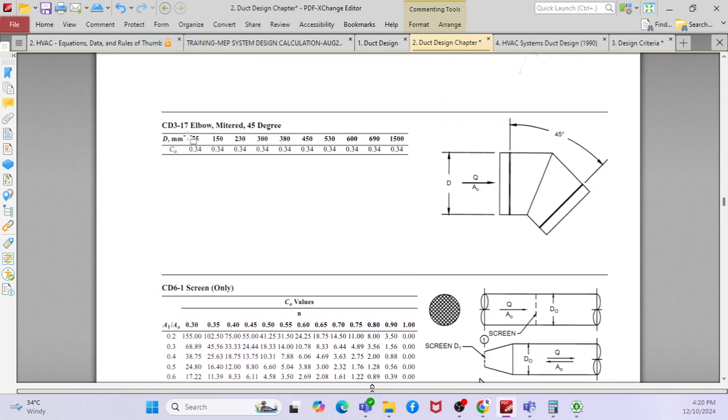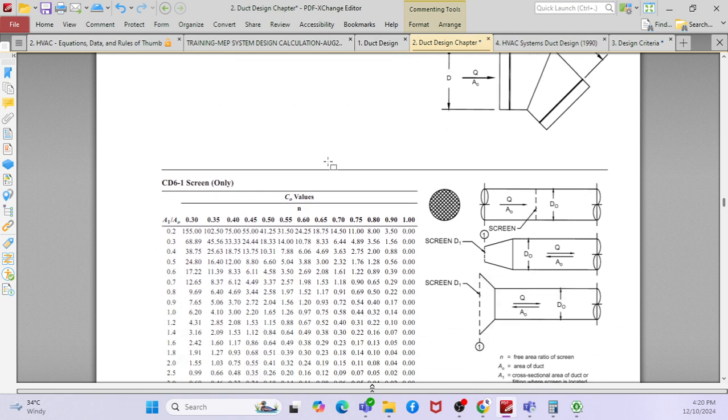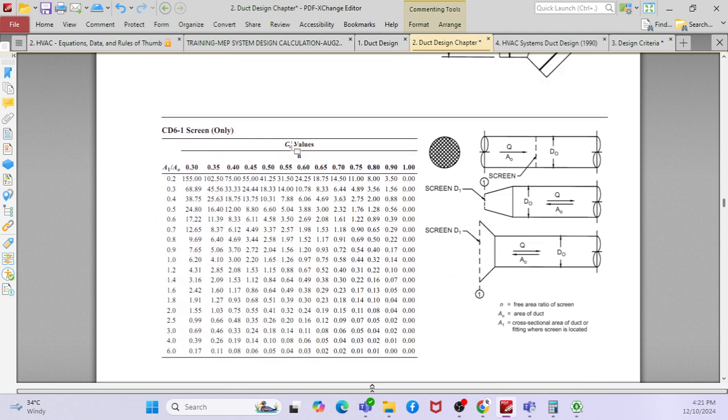They have explained. Say for example, this is the elbow, right? This type of elbow you are able to calculate. See, the loss coefficient depends upon the duct sizing, the duct diameter sizes. Then you can get the value here. Then if you go to this one, this is a C value, this is a C value based on the N.